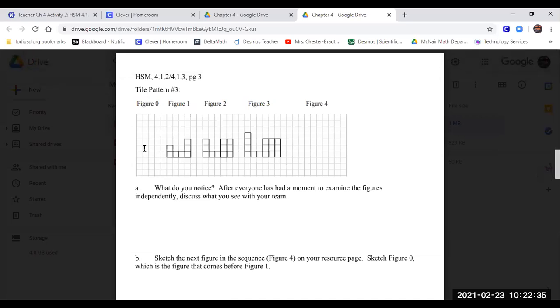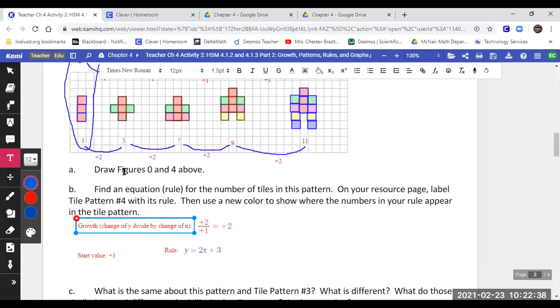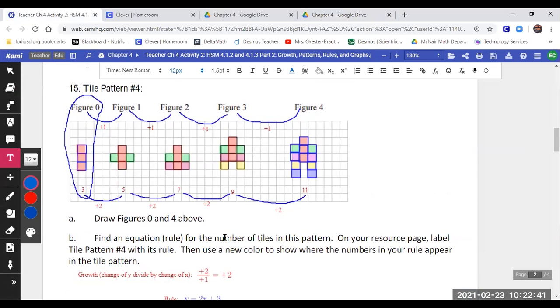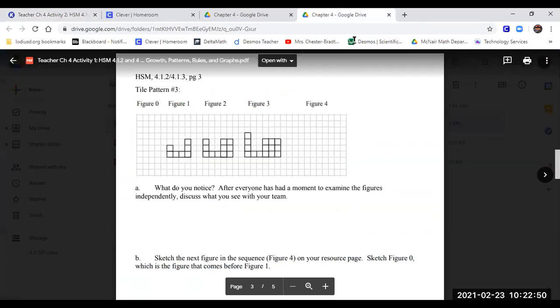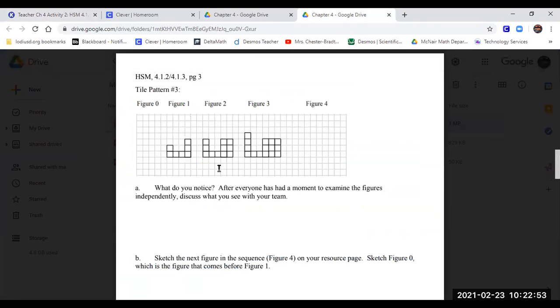It started as a 3, and then what happened? So pattern 3 started as a 3, and then what happened to it? What happened to it from the 3? What specifically changed from pattern 0 to pattern 1? What happened? Not it grew more. Be specific. What happened?